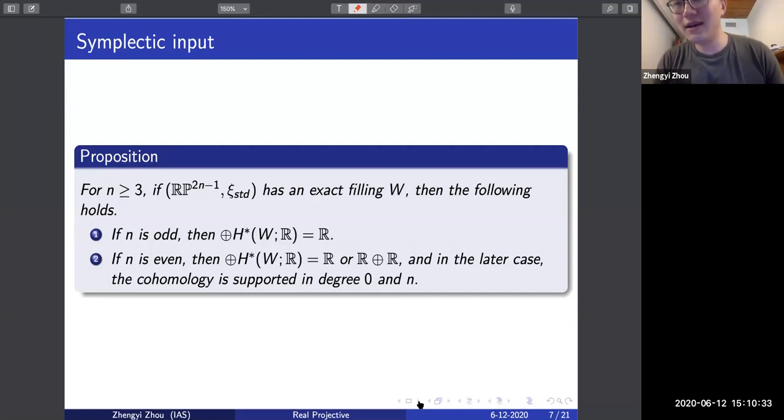So the symplectic proposition is the following: we can show that for n bigger or equal to 3, if we have an exact filling, then the following will be true. If n is odd, then the real coefficient cohomology is just rank 1 in degree 0. And when n is even, the real coefficient cohomology is either rank 1 or rank 2. In the latter case, the cohomology is supported in degree 0 and n. So the upshot is that if the filling is exact, we have relatively small topology.